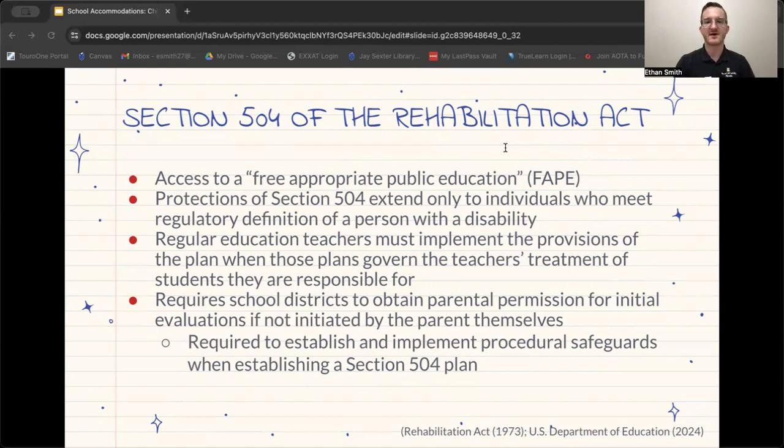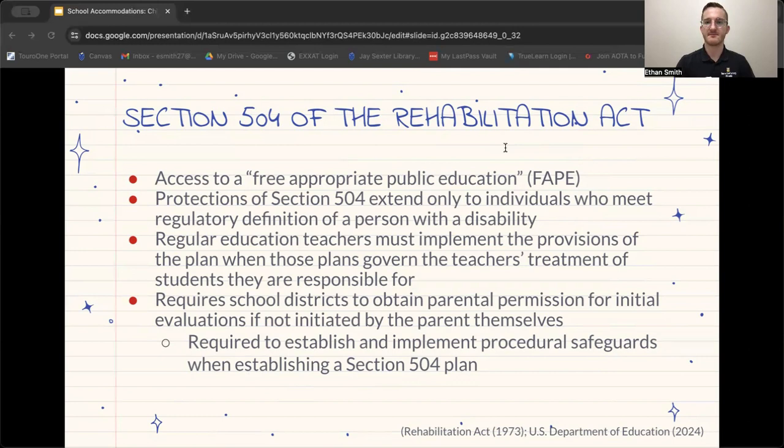Protections of Section 504 extend only to individuals who meet the regulatory definition of a person with a disability, meaning if a recipient school district reevaluates a student in accordance with the Section 504 regulatory provisions and determines that the student's mental or physical impairment no longer substantially limits their ability to learn or any other major life activity, the student might no longer be eligible for services under Section 504. However, given that type 1 diabetes is a chronic disability, these students will always meet the definition of a person with a disability.